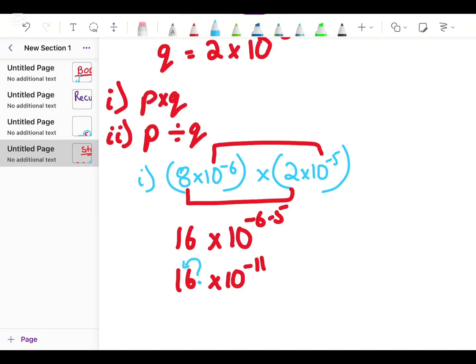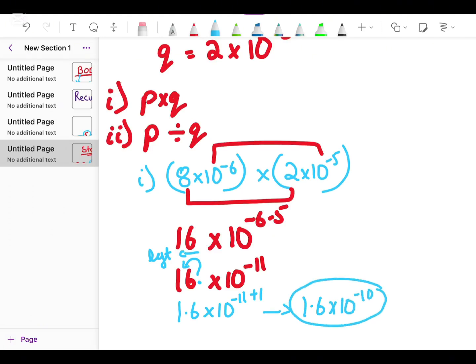It will take one step and we are moving left side. Now listen to me. I will write how I answer. 1.6 multiplied by 10 raised to the power minus 11 and plus 1. Why do I write plus 1? Because I am moving left side and it takes one step. So when we move left side, we take a positive sign, and I just take one step. That's why I write plus 1. So the final answer will be 1.6 multiplied by 10 raised to the power minus 10. This will be your final answer.